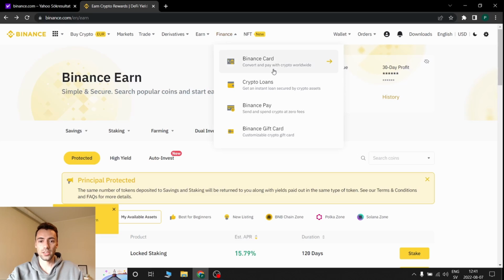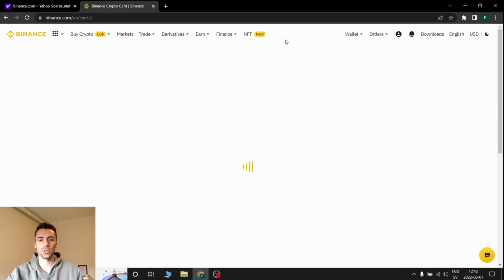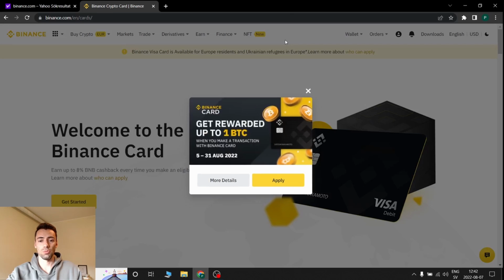Here, these are the Binance Card. You also have the credit card of Binance, and you can use it all around the world. You can put BNB inside of it, and you can use it in shops or ATMs, you can buy stuff with that. This is a very good feature that Binance provides. You can apply for it.